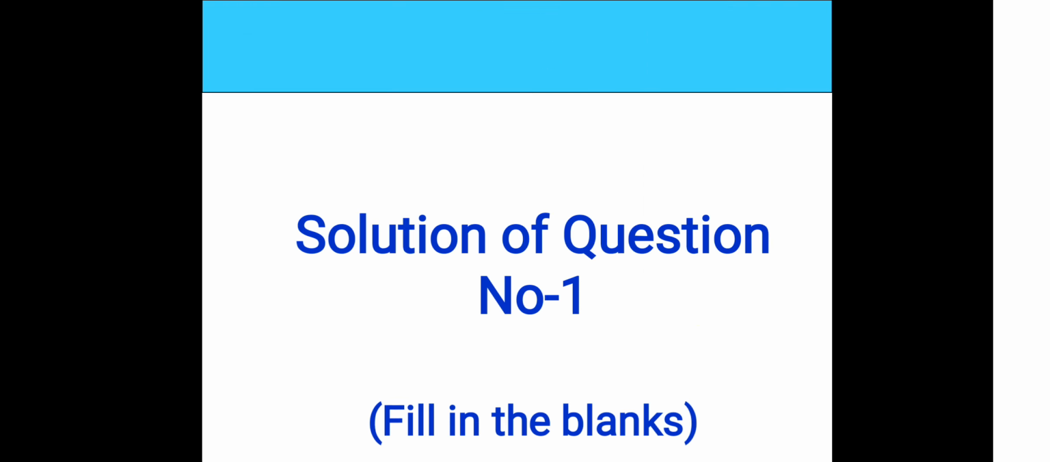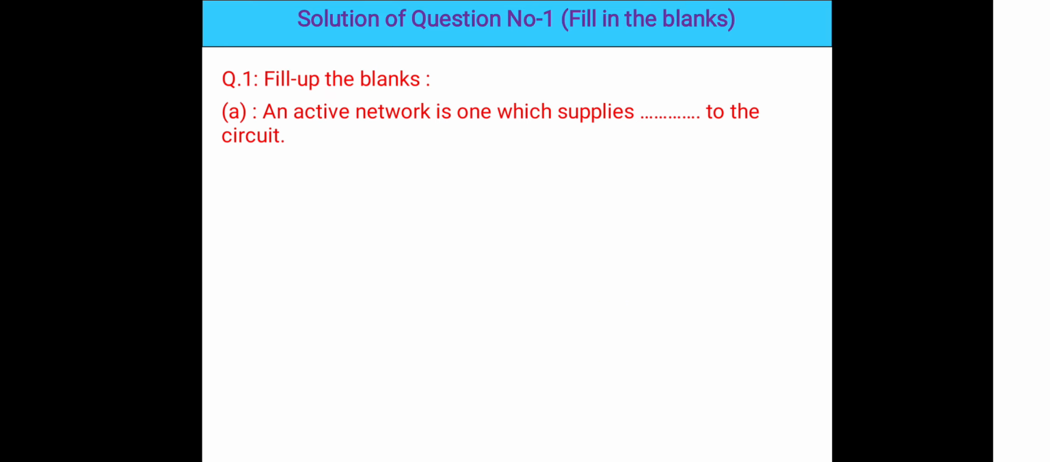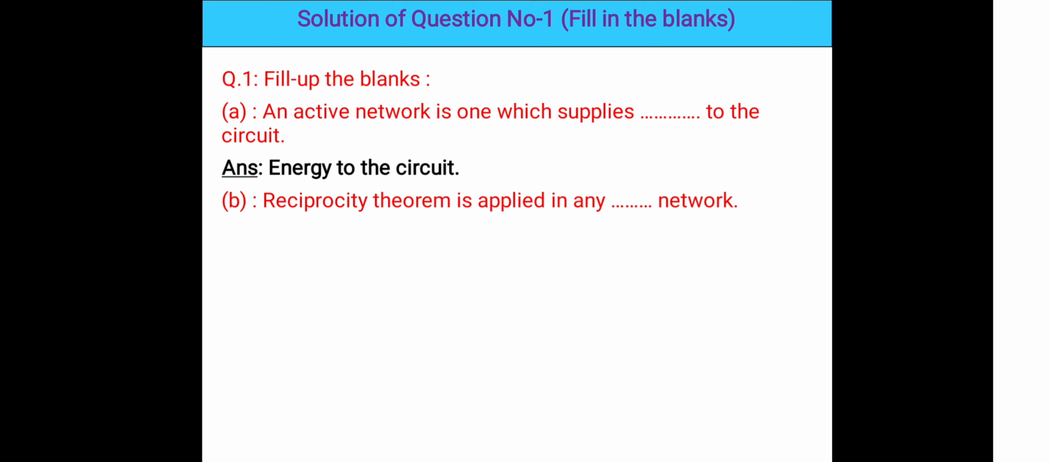So see the first question, question number 1, fill in the blanks. An active network is one which supplies dash to the circuit. An active network is one which supplies energy to the circuit. Another: the reciprocity theorem is applied in dash network. The reciprocity theorem is generally applied in linear and bilateral networks. If you remember, in linear and bilateral networks we use the reciprocity theorem.